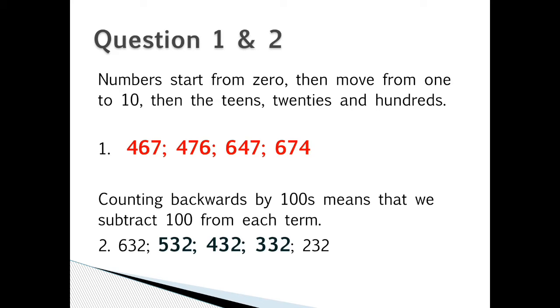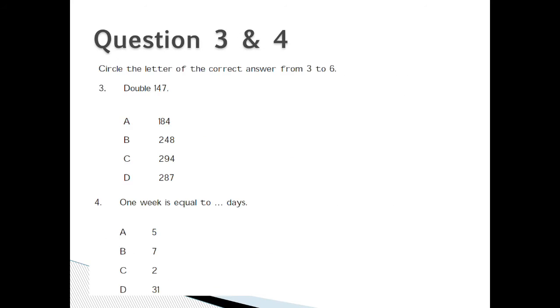2. 632, 532, 432, 332, 232. Question 3. Double 147. Is it A, 184, B, 248, C, 294, or D, 287?